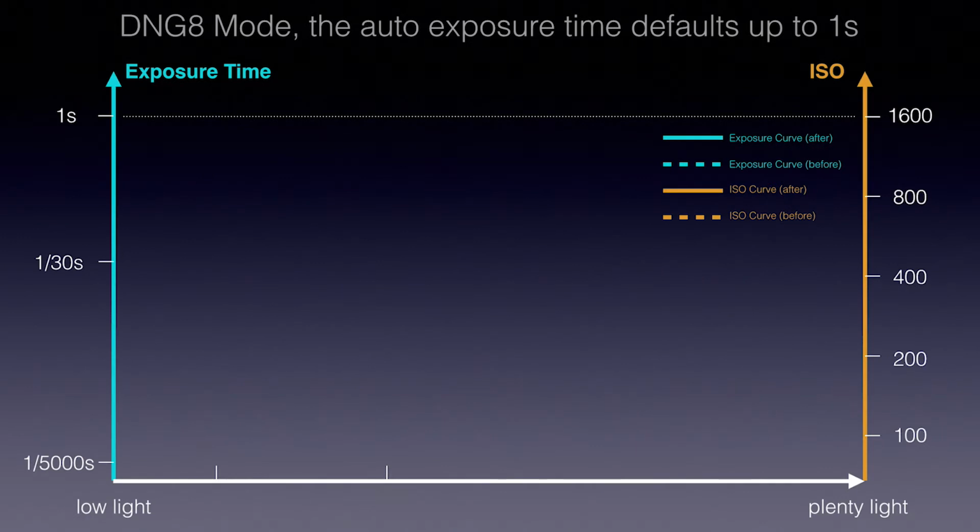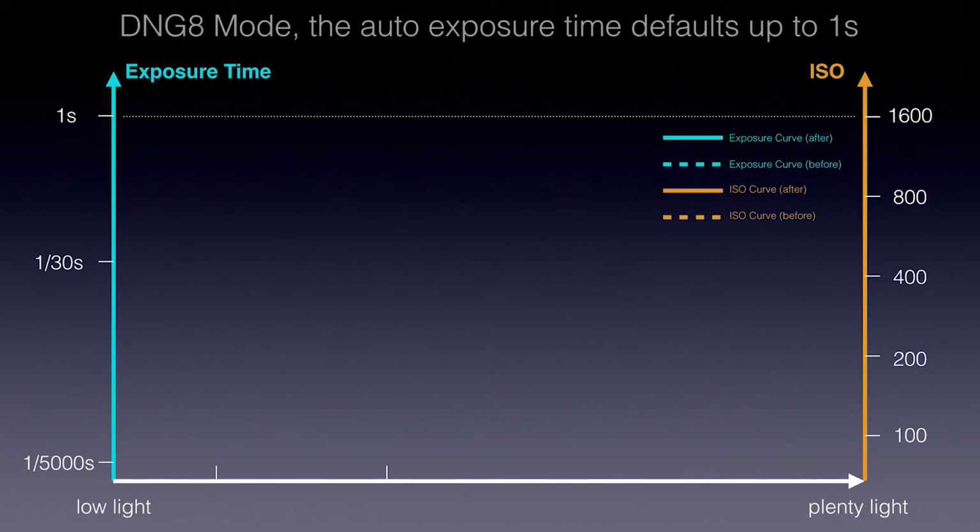And to make it more vivid, I drew this chart for you. As some explanation, the blue line is the exposure curve, the dash and the dot are the exposure curve before and after. And the orange one is the ISO curve before and after. You can see that in the legend of this diagram.